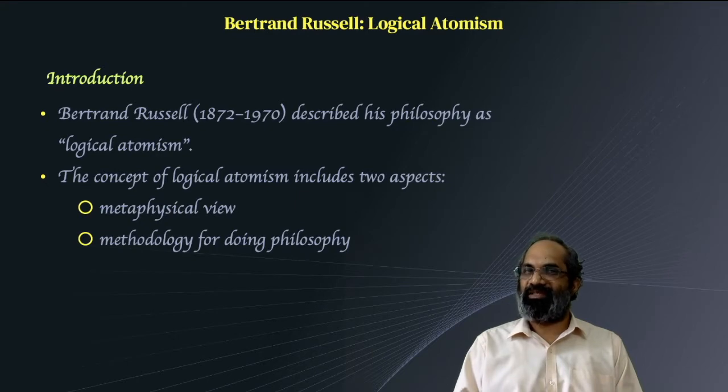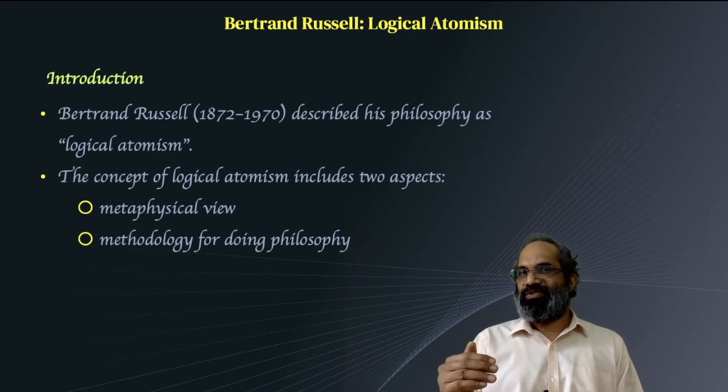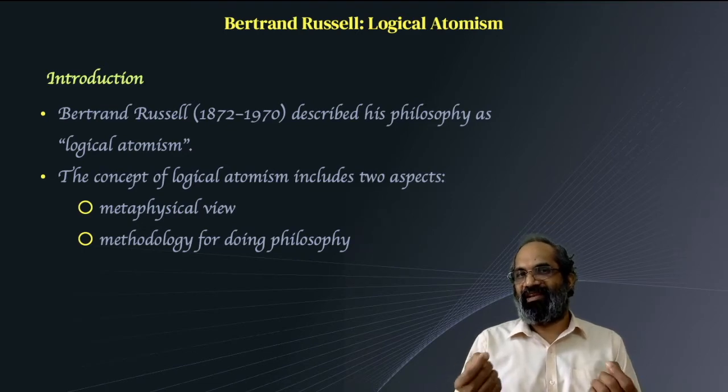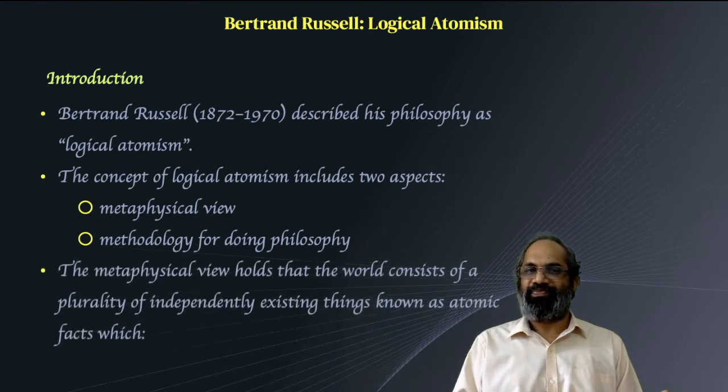Logical atomism is a methodology whereby we reduce the apparent reality, or the reality we describe, into logical concepts in order to solve the problems of philosophy. So there are two aspects for logical atomism: the metaphysical view that describes reality and the methodology for doing philosophy. And the metaphysical view holds that the world consists of a plurality of independently existing things known as atomic facts.